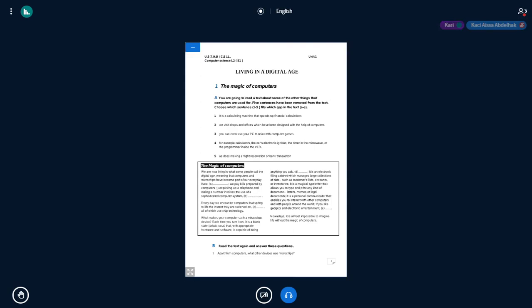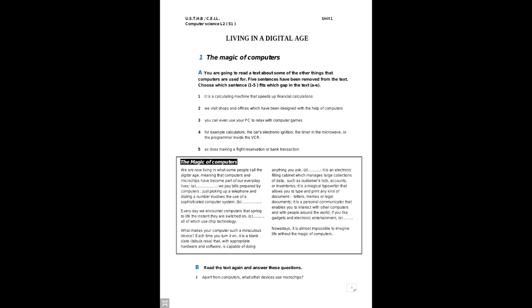Perfect. Thank you. So, I will read the text. And then I will stop at each blank, and you will try to use the sentence from 1 to 5 to fill in the gaps. Okay, are you ready? Okay, so the magic of computers. We are now living in what some people call the digital age, meaning that computers and microchips have become part of our everyday lives. We have the first blank.